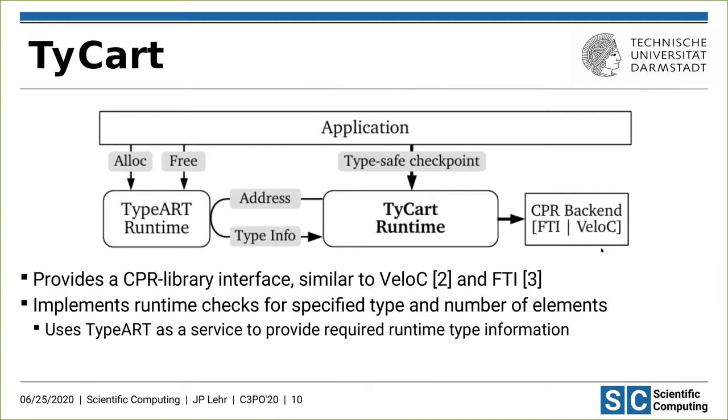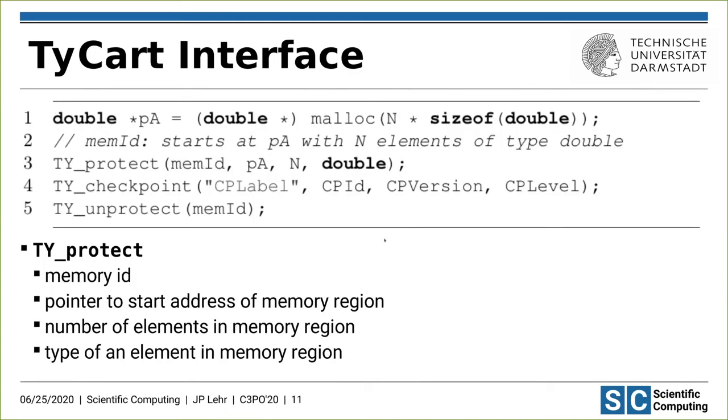So currently we support the Fault Tolerance Interface and the VeloC checkpoint restart libraries. The TyCart interface that the user would actually use is very similar to what we saw in the first example. We have a ty protect, a ty checkpoint, and an onProtect function here. We pass pretty much the same parameters, but please note that here we just type the regular type that is used in the application and do not use the sizeof operator.